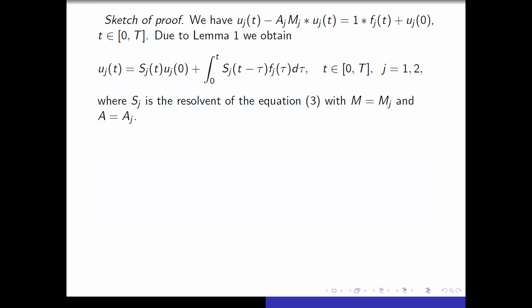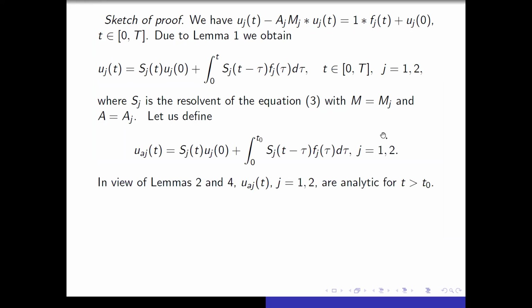Now about the proof also. According to the lemmas before that theorem, we have the solution formula in both cases, which is written here. And Sj is the resolvent now, corresponding to Mj, Aj. And now let us define such a function Uaj, where this integral is cut. If this t is greater than t0, we consider it in such case, and then it is analytic, according to the previous lemmas.